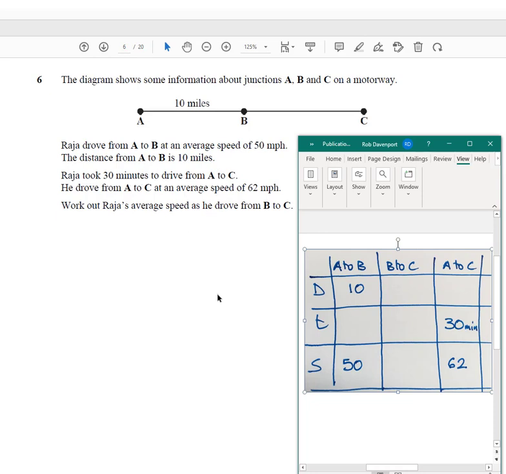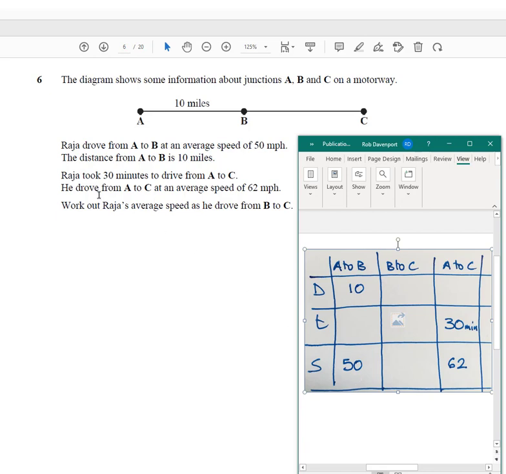So I've set up a table and we've got 3 bits. We've got the journey from A to B, the journey from B to C and the journey from A to C. That's the whole journey. And we need to know distance, time, and speed. I've put these in this particular order. The order doesn't matter. So the first thing I did is I put the information that I've got into the table. So I know that the distance from A to B is 10 miles, and I know that the speed was 50 miles per hour.